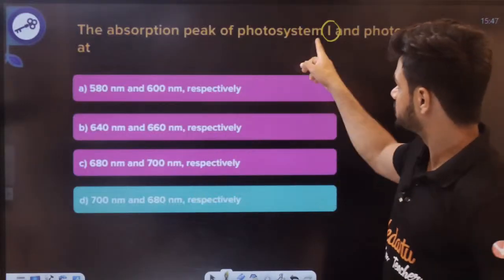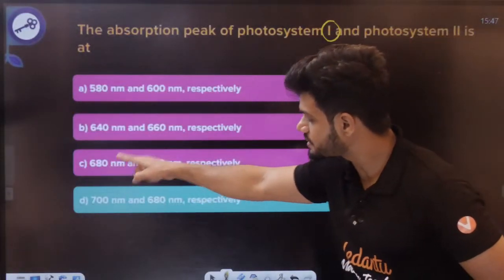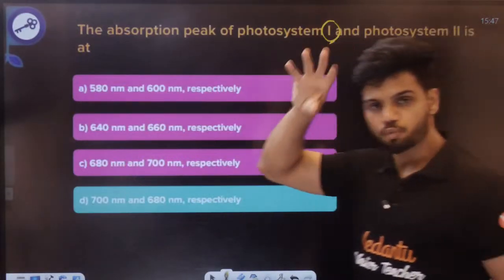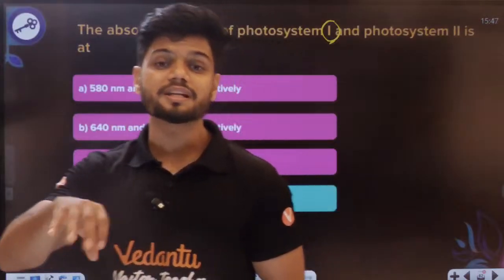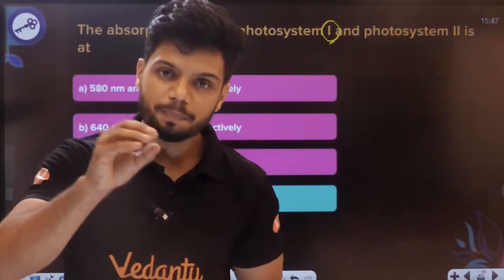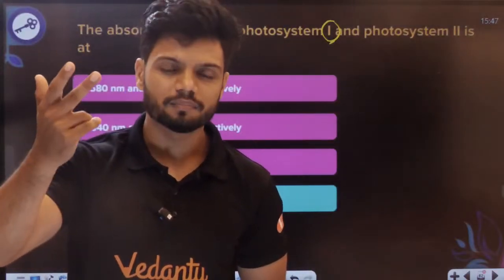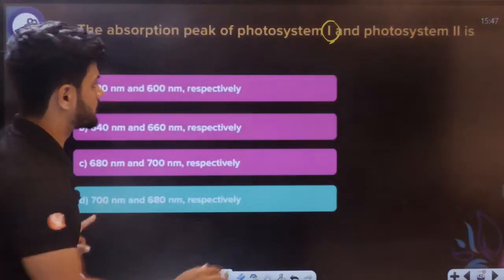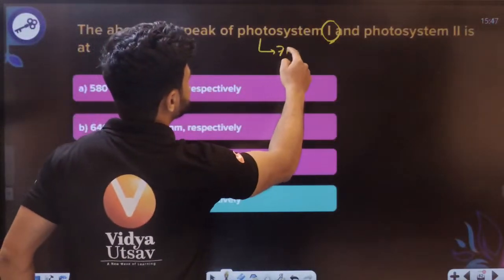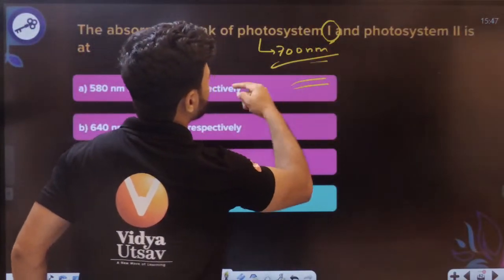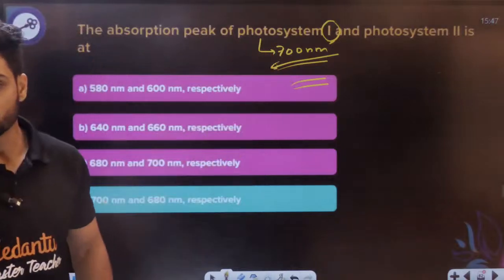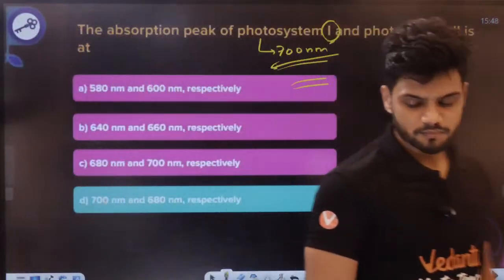Okay? So just because 680 is coming first, it is not PS1. I told you, this 1 and 2 is based on the year of discovery. PS1 was discovered first, even though it is at 700 nanometer. PS1 is at 700 nanometer, right? But this was discovered first. Okay.